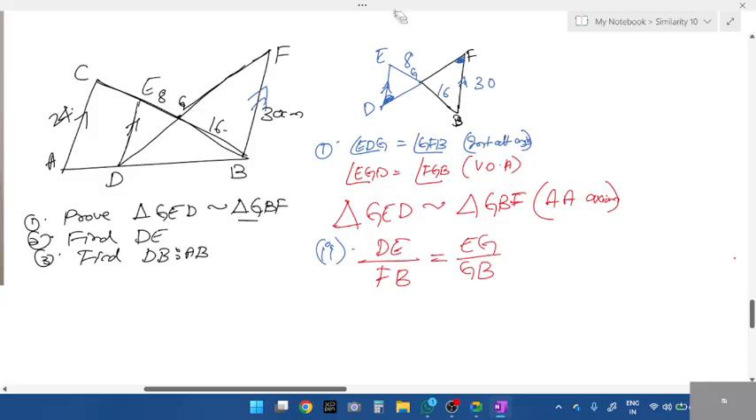Let me erase this. 15 centimeter. For side it is centimeter, students. For side, centimeter. Only for area, square. Shall we try the next one? All of you done with this?